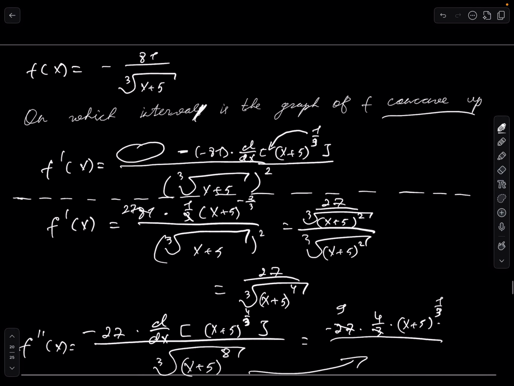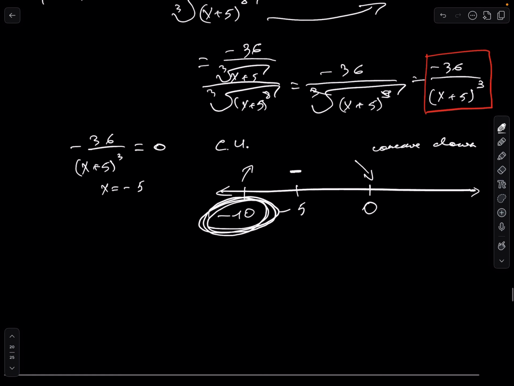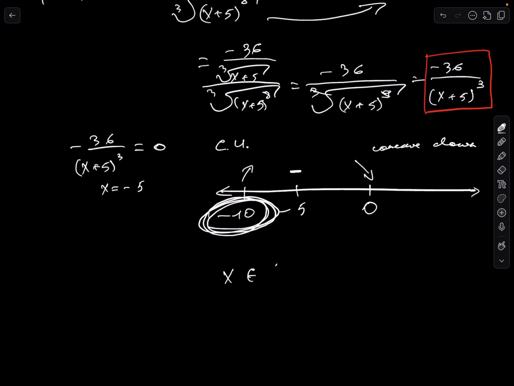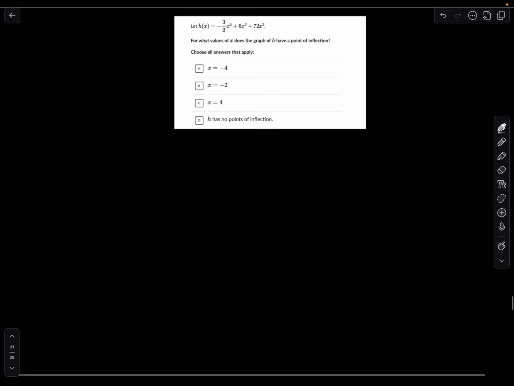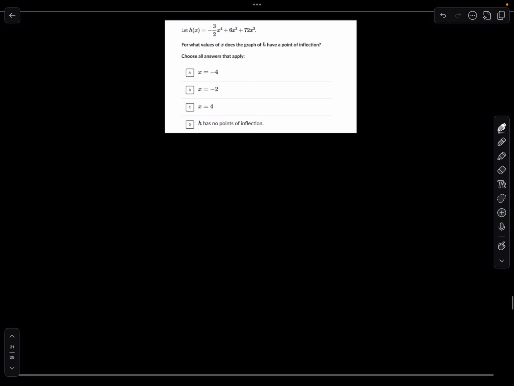Well, they're asking for the interval. The interval is going to be x is between negative infinity and negative 10. This is where it is concave up. And let's move on to the last problem for today.